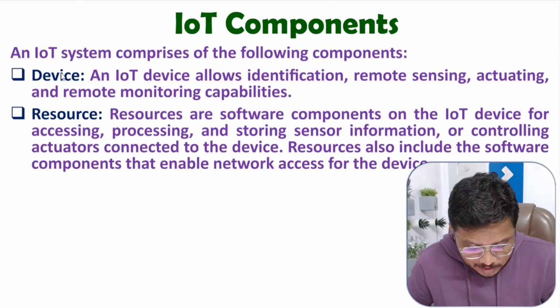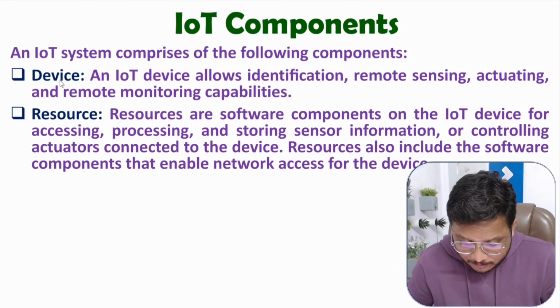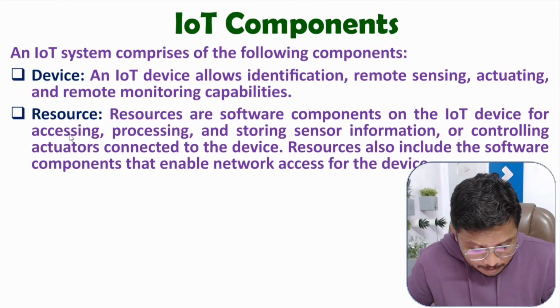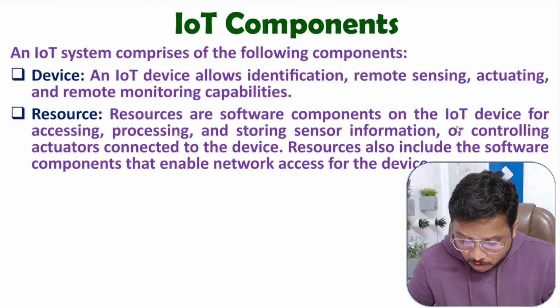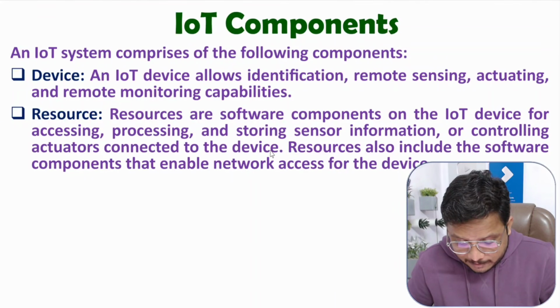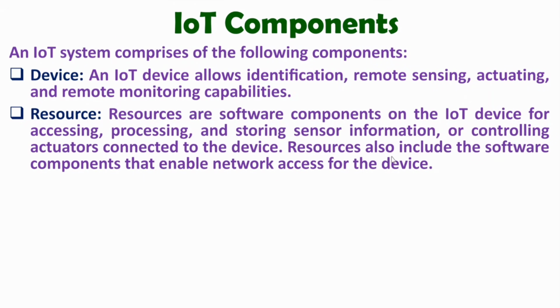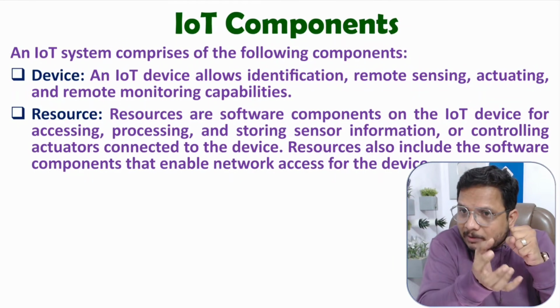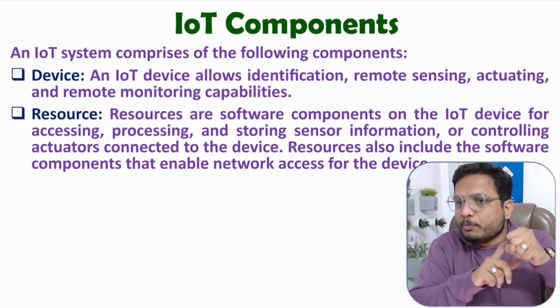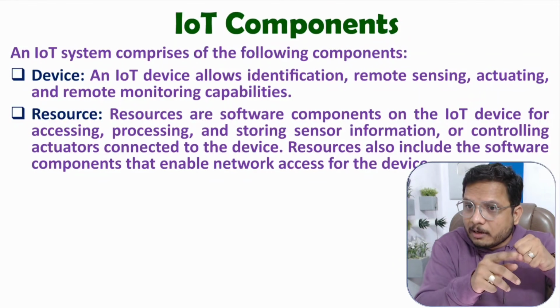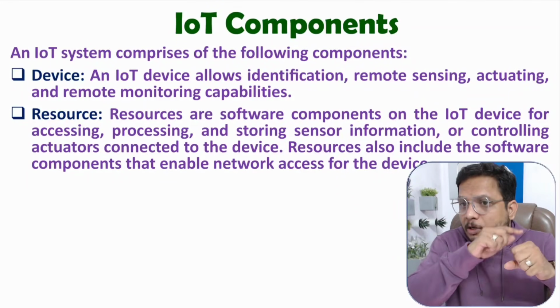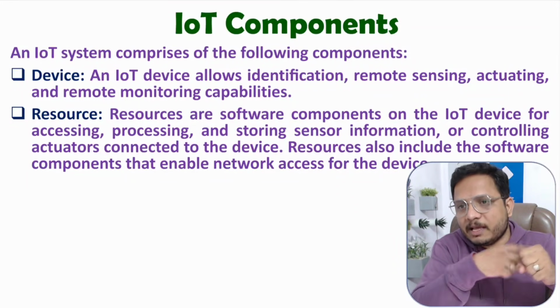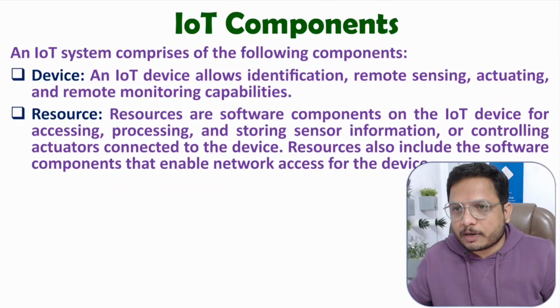The device in which we store some softwares or programs by which we do accessing, processing, and storing sensor information or controlling actuators connected to the device. Here resources include software components that enable network access for the device. As I have told you, we need to provide information to the network based on whatever data we sense, and provide signals to the actuator, and that will come from the internet. To have it, you need to have some softwares inside the device. That is referred to as resources here, right?